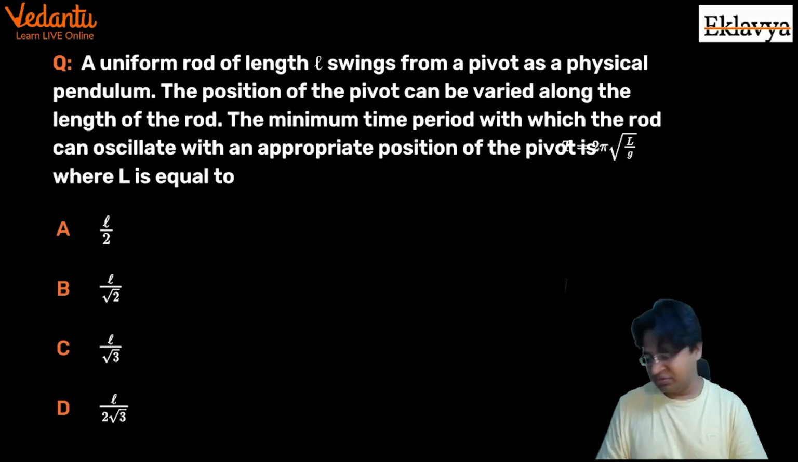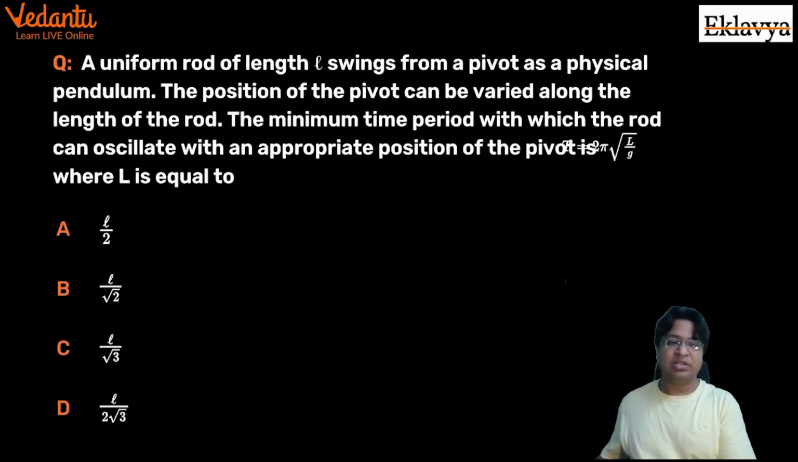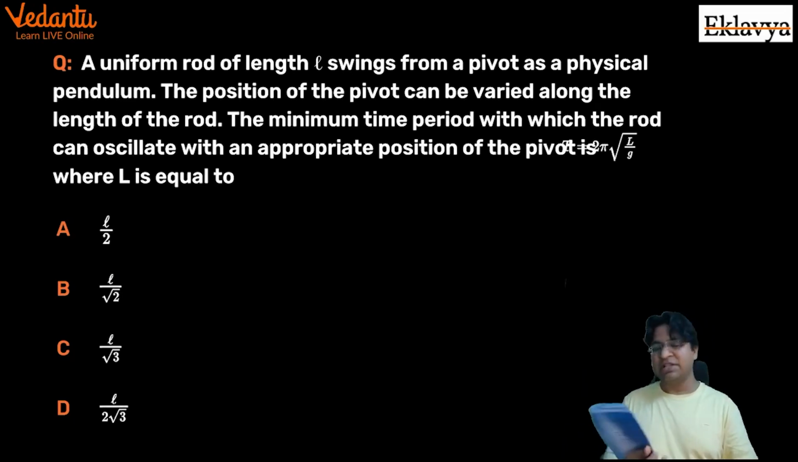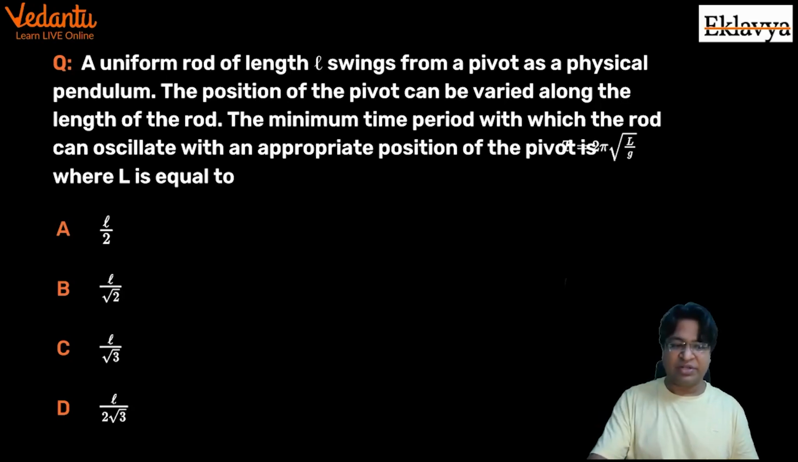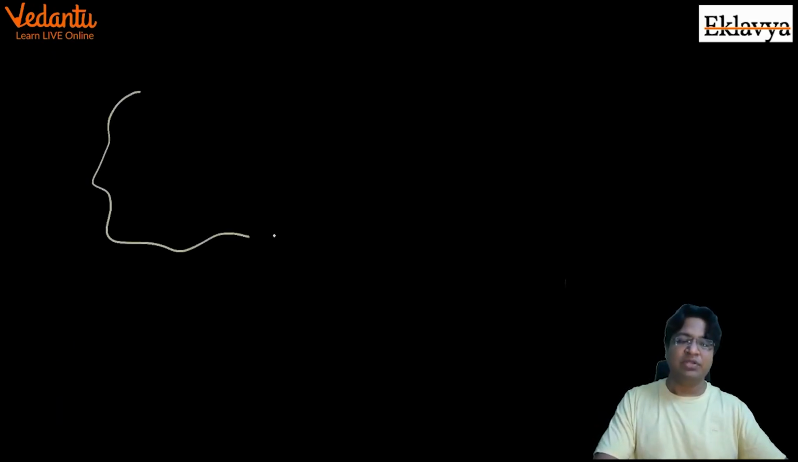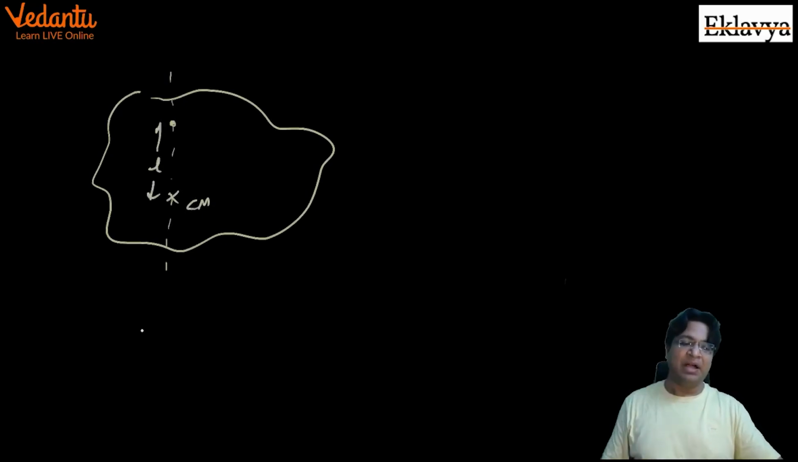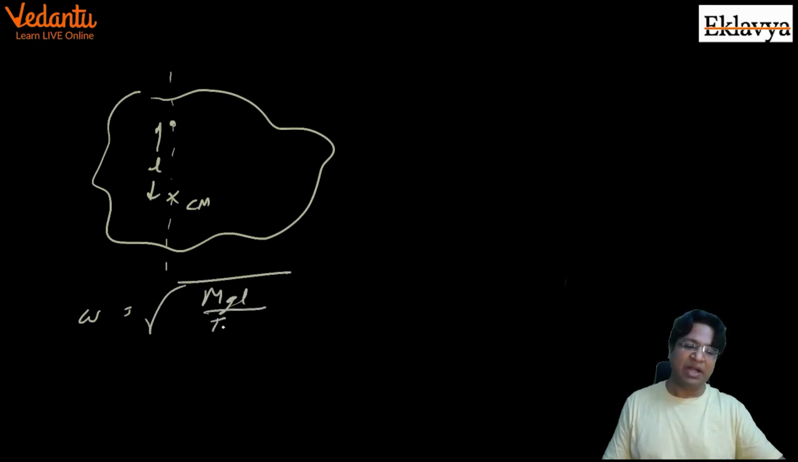All right, next question. It says a uniform rod of length L swings from a pivot as a physical pendulum. Again, as I said, guys, standard results. If you are using any object as a physical pendulum, you have suspended this object from a pivot. The center of mass is at a distance L. Then omega is given as root of mgl by I, where I is the moment of inertia. Again, I'm mentioning the result, guys.